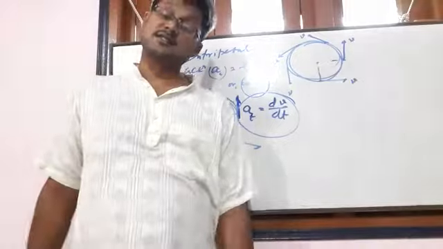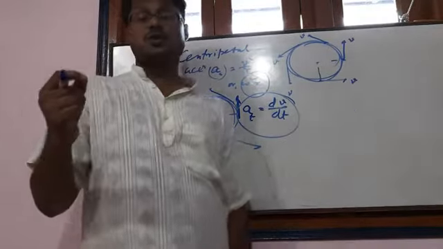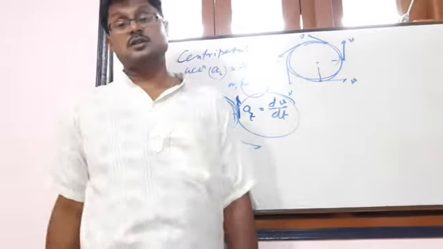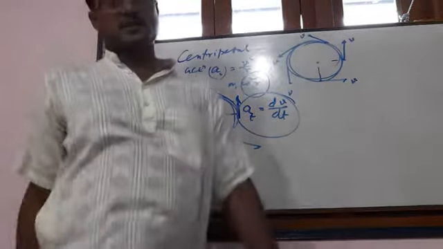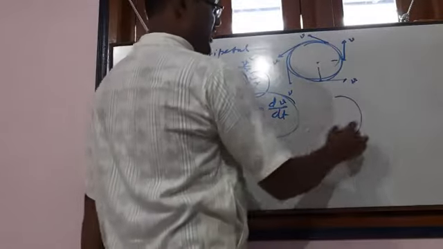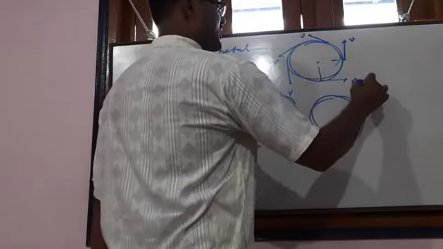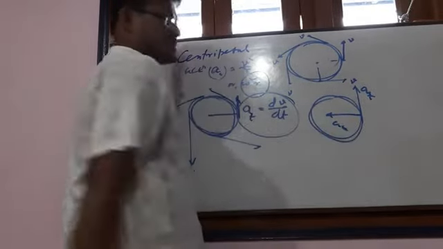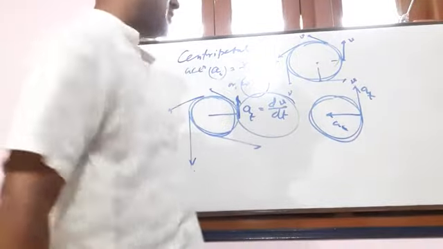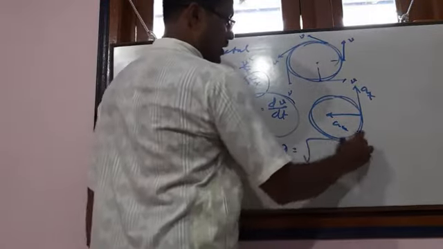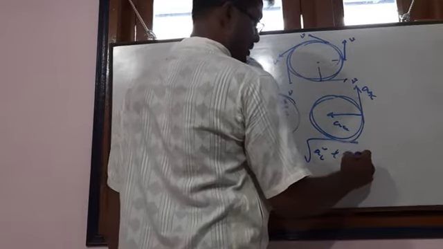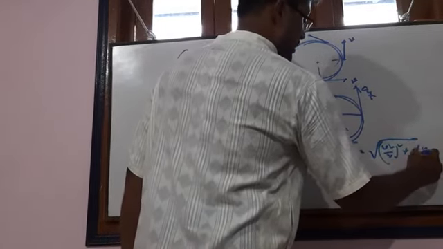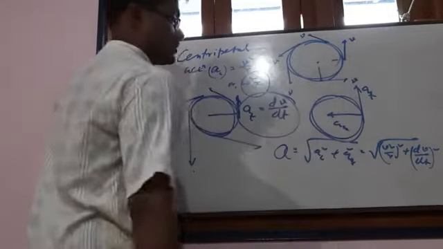So what is tangential acceleration? When the magnitude of linear velocity changes with time during circular motion, then we call it tangential acceleration. Tangential acceleration is directed in this direction, a_T, and centripetal in this direction. These two accelerations are perpendicular to each other. Then what is the net acceleration? Root over a_c square plus a_T square, that is (v square by r) whole square plus (dv/dt) whole square.